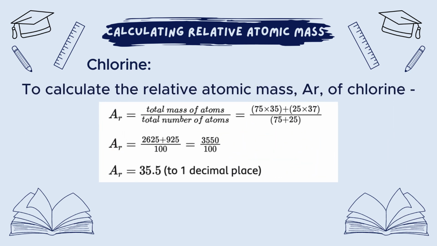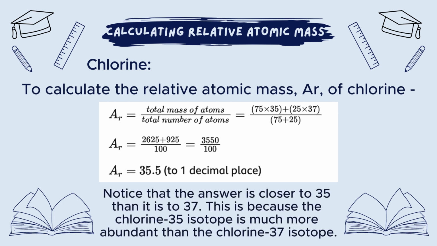To calculate the relative atomic mass of chlorine, you do the total mass of atoms over the total number of atoms. So 75 times 35 plus 25 times 37, over 75 plus 25. This gives you 3,550 over 100, which rounded to one decimal place is 35.5. Notice that the answer is closer to 35 than it is to 37. This is because the chlorine-35 isotope is much more abundant than the chlorine-37 isotope.